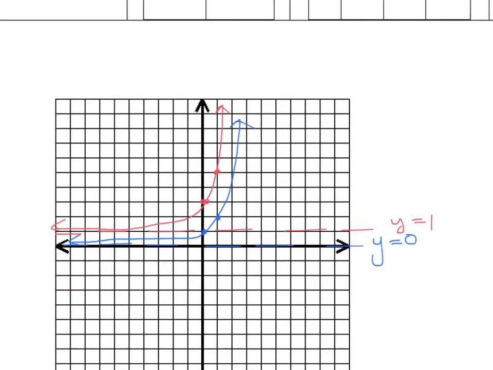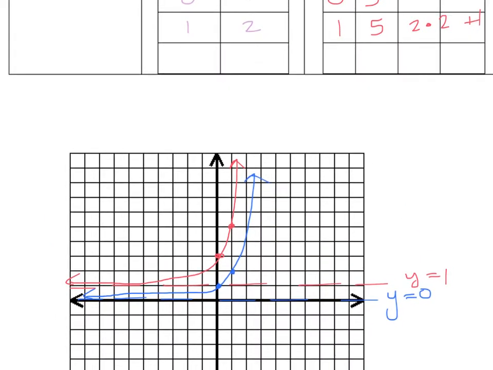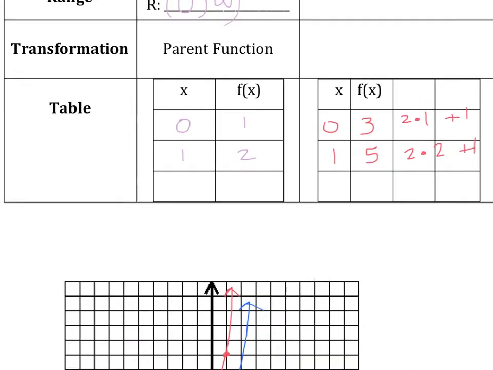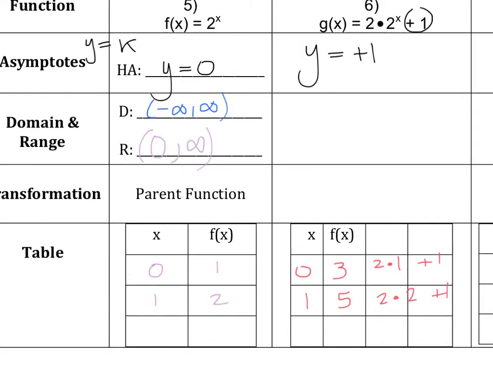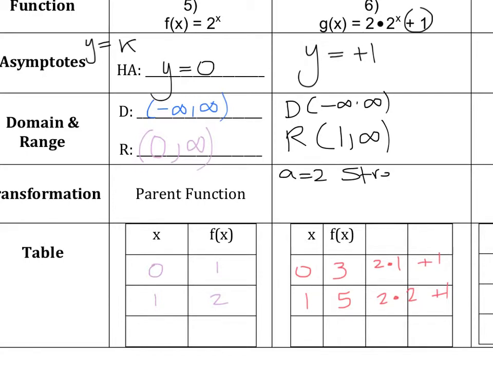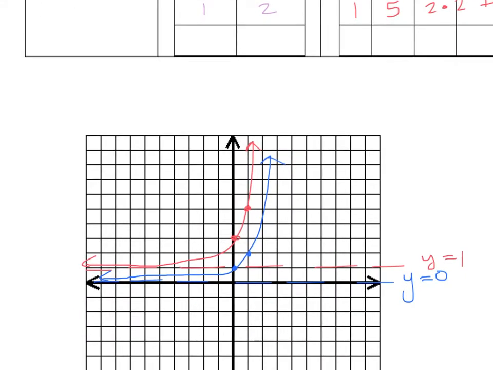Now let's talk about the domain. The domain, as you can see, is from negative infinity to infinity, but my range is going to be from this asymptote all the way up. So my domain is negative infinity to infinity, and my range is going to be from the asymptote to infinity. And the transformation is that a is 2, so that's a stretch by a factor of 2. The k is 1, so that's going up 1. And as you can see, the horizontal asymptote did move up 1 in comparison to the previous one. It went up 1.